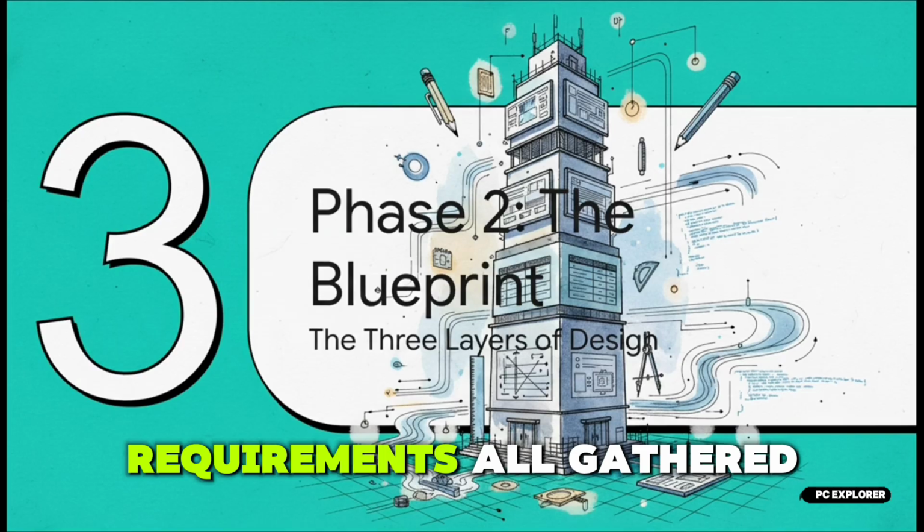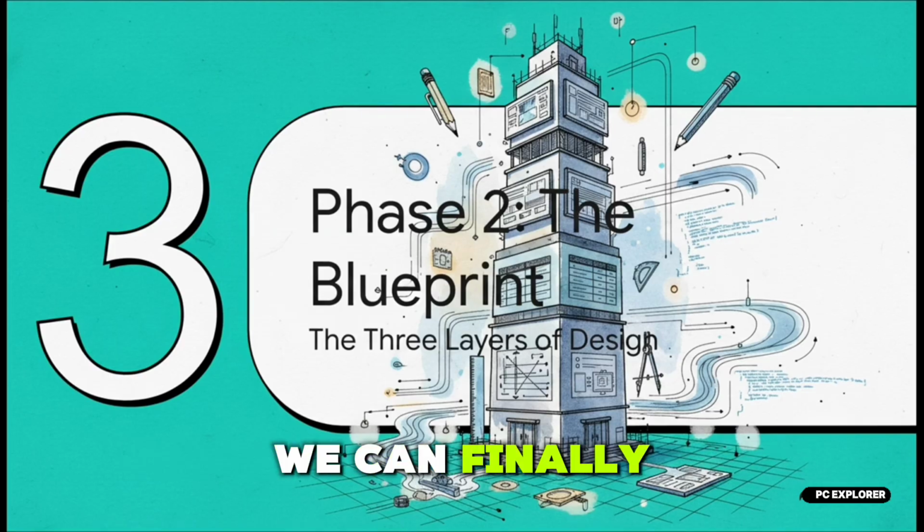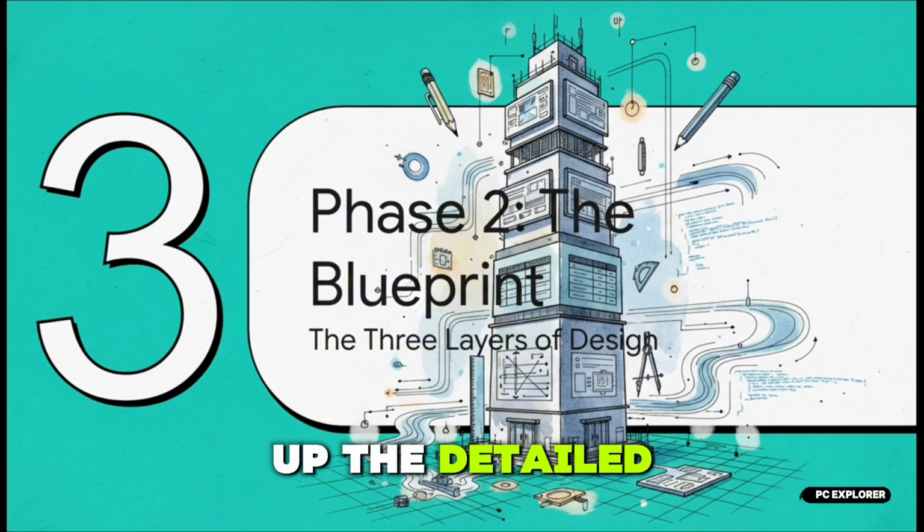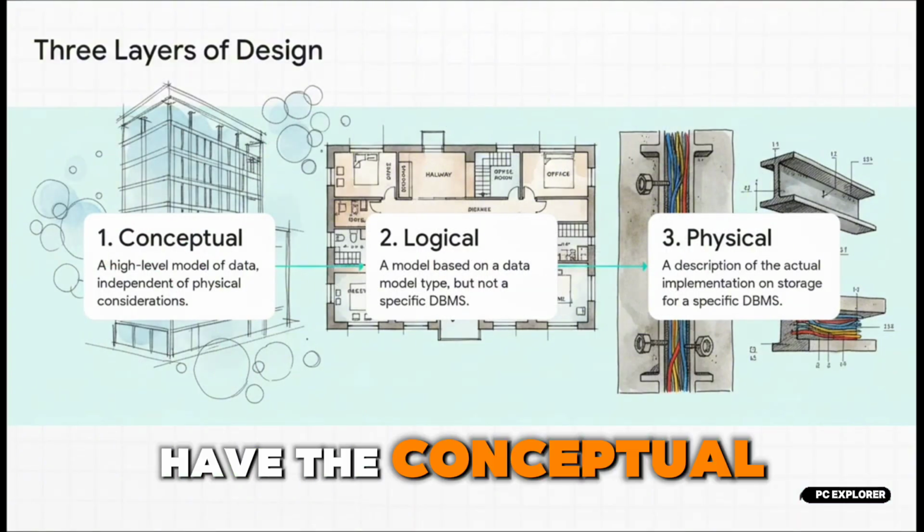Okay, with our requirements all gathered and organized, we can finally move to the design phase. This is where the architects take all that information and start drawing up the detailed plans for our digital skyscraper. And it happens in 3 distinct layers. First up, you have the conceptual design.